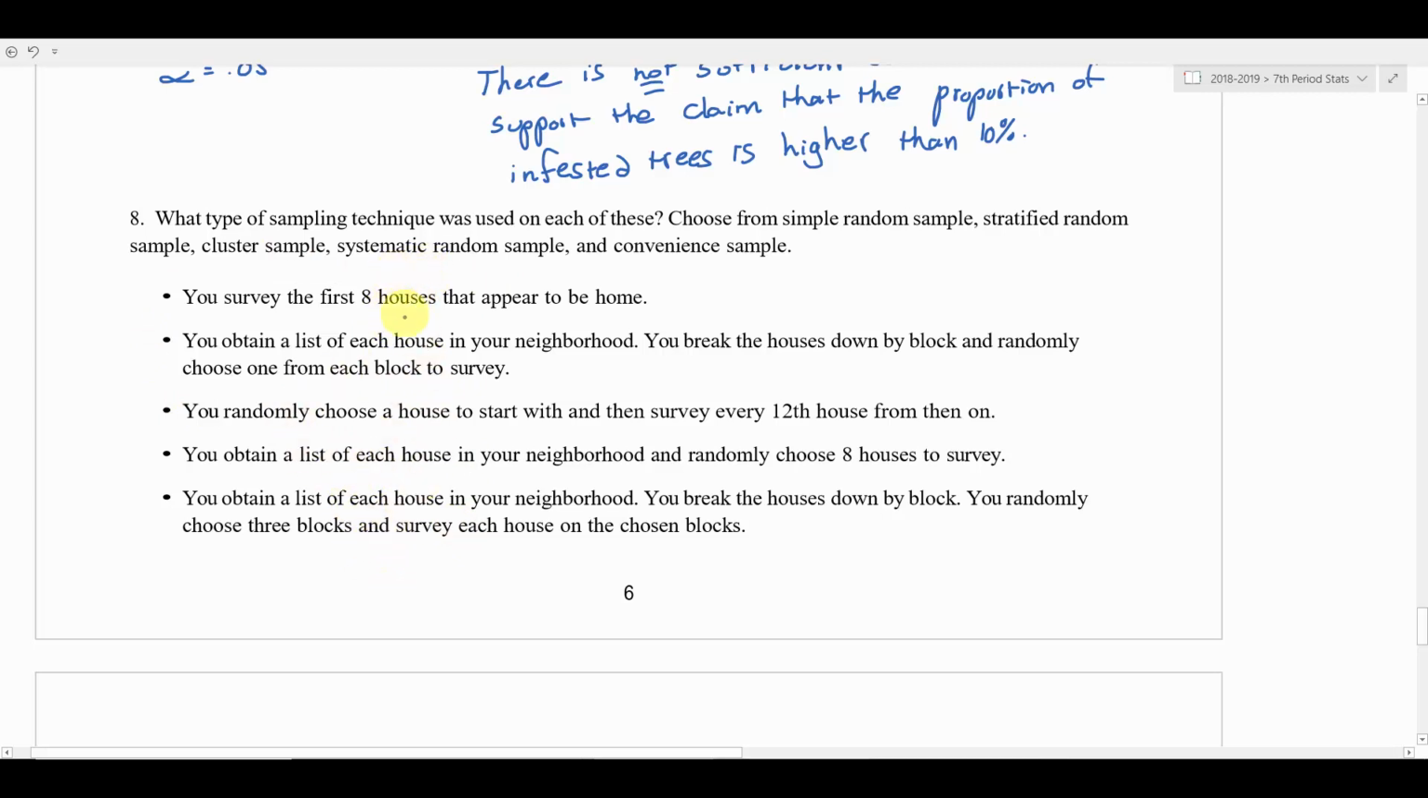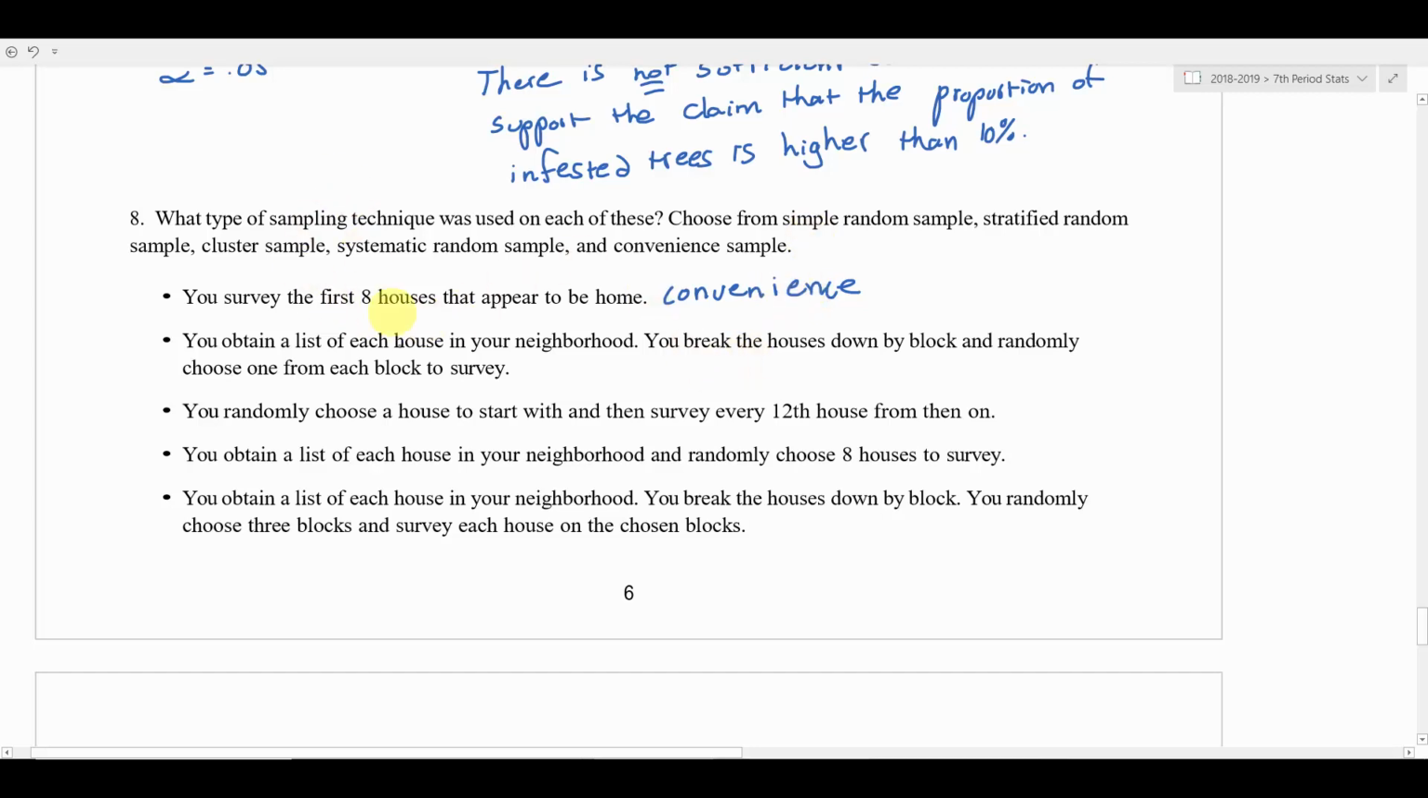This first one says you survey the first 8 houses that appear to be home. Okay, so you go into a neighborhood and you're going to sample houses, and you just go to the first 8 that have cars in the driveway because you know they're going to be home. All right, so this would be a convenience sample. There was no randomness to it or anything like that, so we call this convenience. This is the one that you want to watch out for when you're reading those studies. This is typically not approved by the statistical community because it allows for bias.